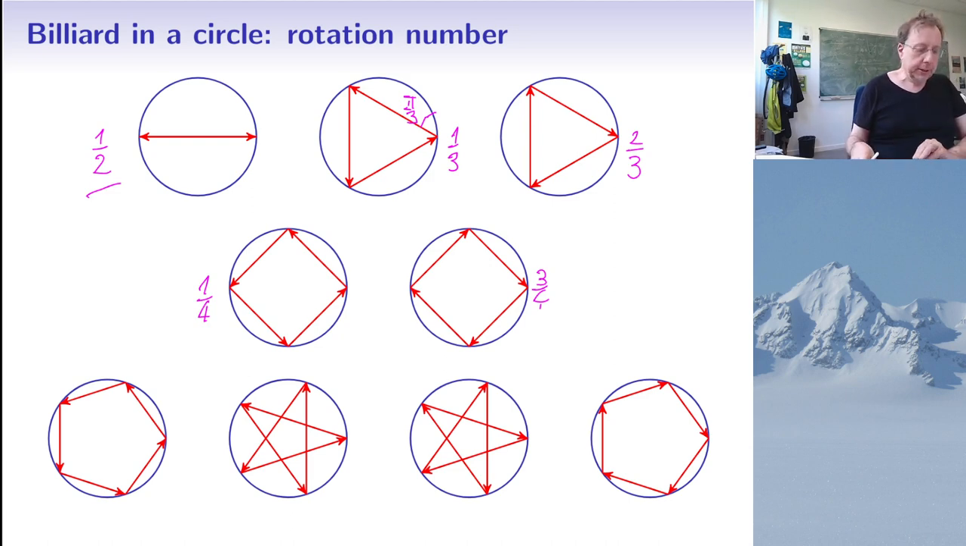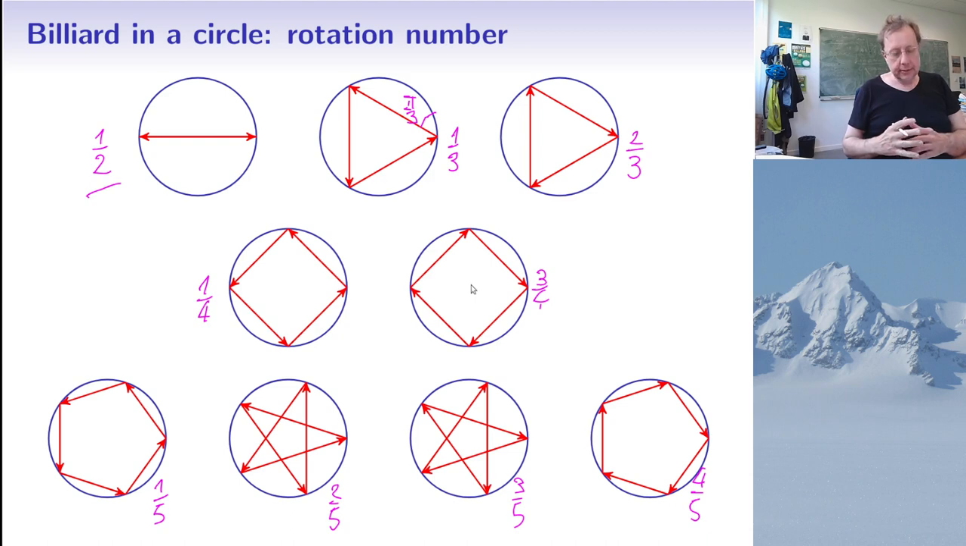Now things get more interesting for higher periods. So for period 5, we actually have four possible cases, which are rotation number 1/5, 2/5, 3/5, and 4/5. You see that for periods 3 and 4, the two possible types of trajectories are the same, except that I change the direction. But for period 5, I really have two different types of trajectories. One of them looks like a pentagon, the other like a pentagram. And you can now imagine what happens for higher periods.